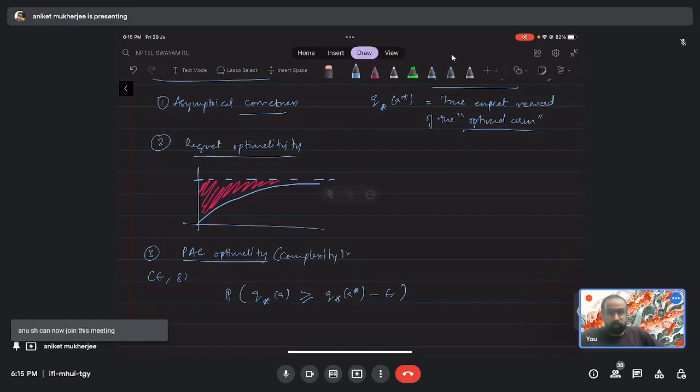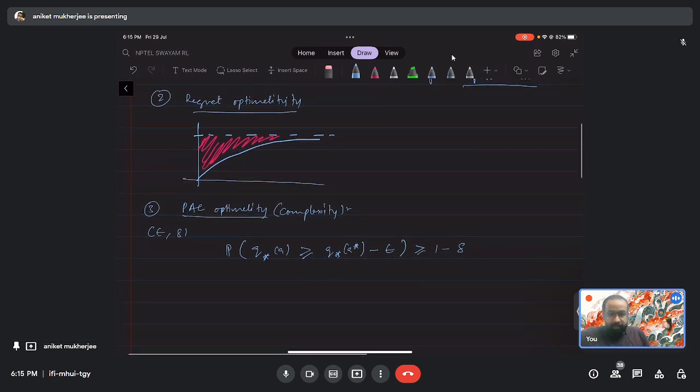Epsilon is greater than or equal to 1 minus delta. So this is the PAC complexity condition that is being satisfied. Now I believe someone had a doubt in the forum that Sir had written probability of epsilon A greater than or equal to 1 minus epsilon Q star A star greater than or equal to 1 minus delta, and Sir has said that this is the relative part and this is the absolute part.